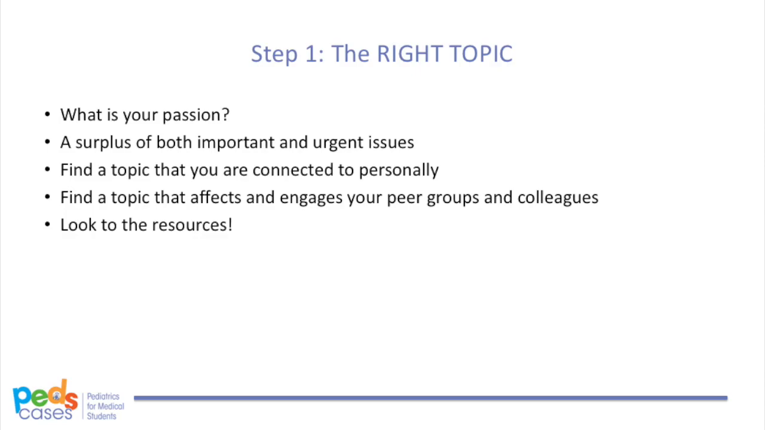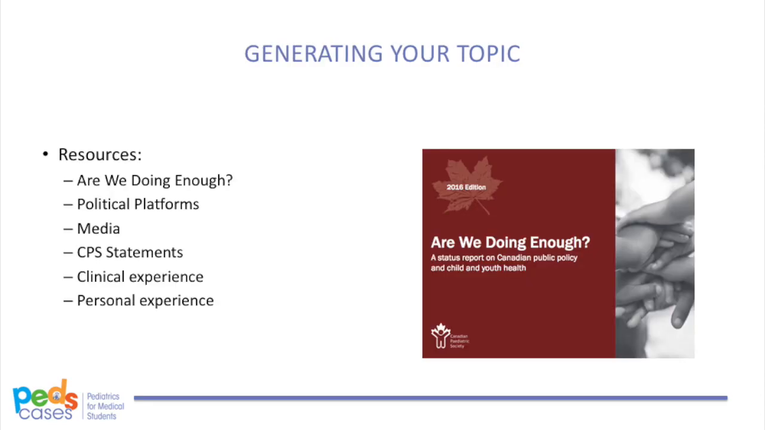It is also helpful to choose a topic that a group of your peers, colleagues, or friends may also be passionate about. If you need a little inspiration, there are resources available to help. When considering issues focused on child and youth health, a very helpful resource is the Canadian Pediatric Society's "Are We Doing Enough?" This is a document generated by the CPS which reviews the current status of important health issues by province and provides an assessment of how each province is doing with regard to that issue.